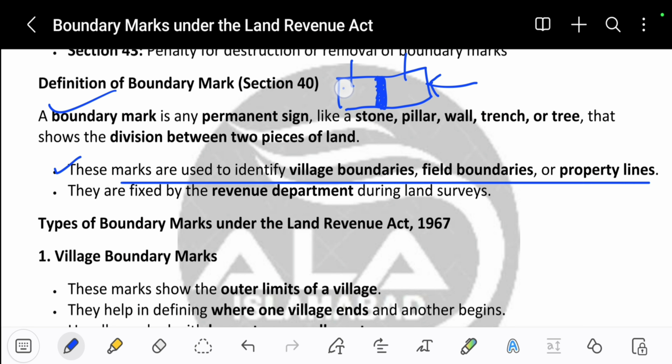So if a person has any kind of property in their village, they will divide their properties with the help of stone, pillar, wall, trench, or trees. Okay. Next thing, they are fixed by the revenue department during land survey.